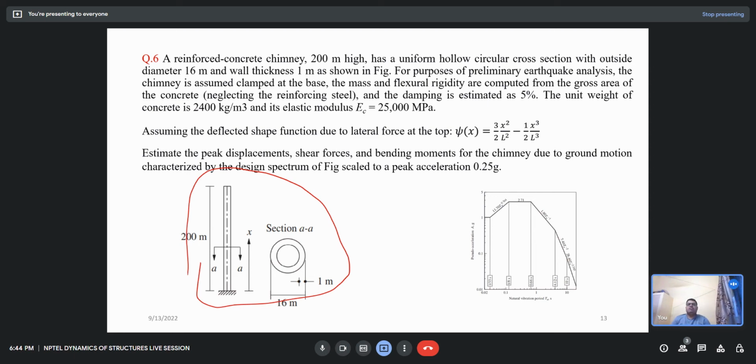1 meter shown in the figure. For the purpose of the preliminary earthquake analysis, the chimney is assumed clamped at the base. The chimney is fixed at the base. The mass and the flexure rigidity are computed from the gross area of the concrete.